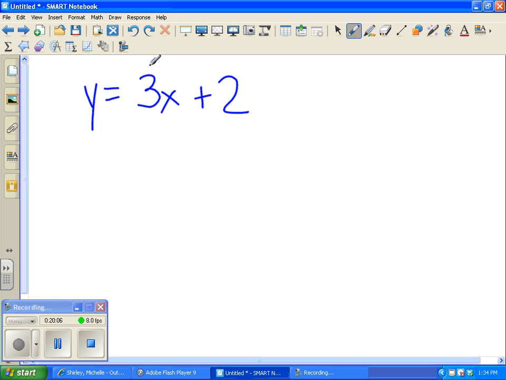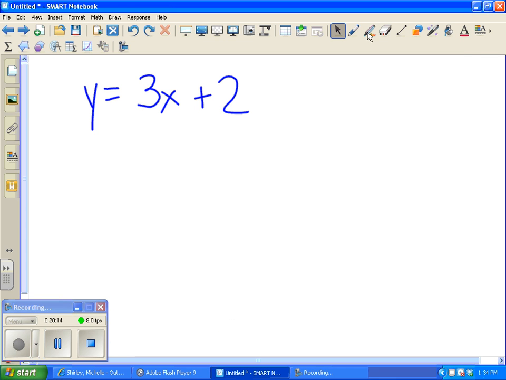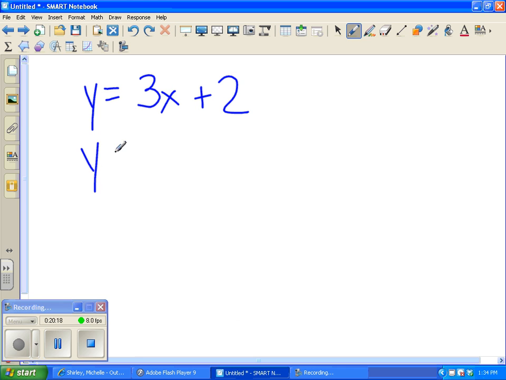And remember, this really means 3 times x, okay? And they say, what does it equal if x is 4? So now we're going to rewrite it, and instead of writing the x, we're going to write 4. So y equals, remember this means 3 times 4 plus 2.